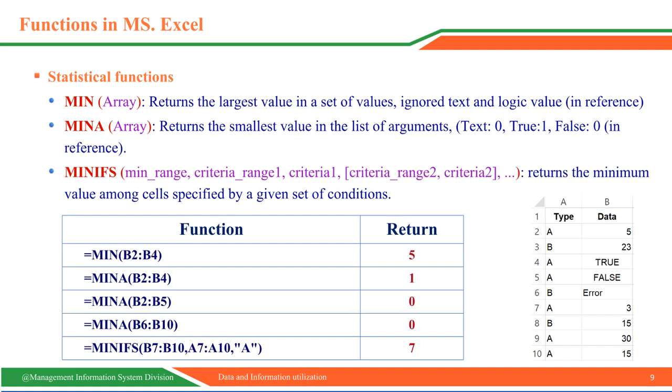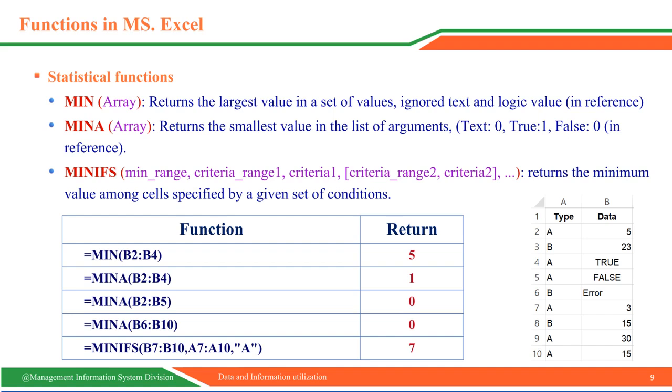Mina, B2 to B4 returns 1, because cell B4 contains true, counted as 1. Mina, B2 to B5 returns 0, because cell B5 contains false, counted as 0. Mina, B6 to B10 returns 0, because cell B6 contains a text string, counted as 0.